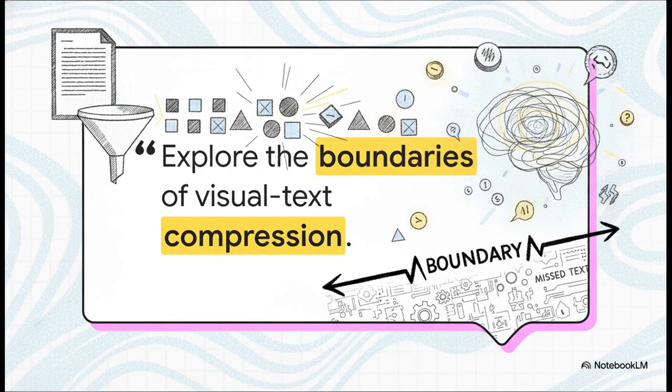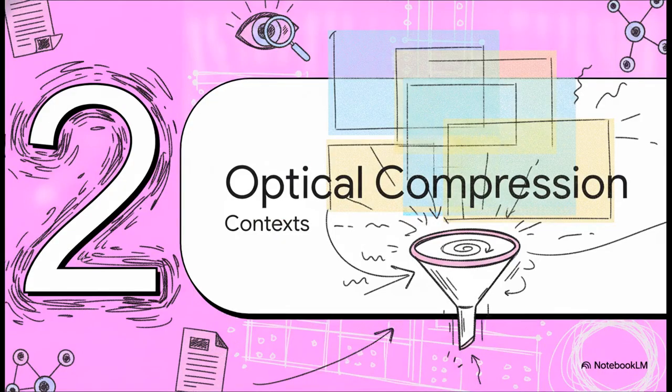But it's a Goldilocks problem. If it creates way too many tokens, your model slows to a complete crawl, or worse, just runs out of memory. If it creates too few, the AI starts hallucinating or misses critical text entirely. DeepSeek-OCR basically exists right on that boundary. It's trying to compress visual information as densely as possible without losing any of the actual textual context hidden inside the image. Moving right along to Section 2, Context's Optical Compression.